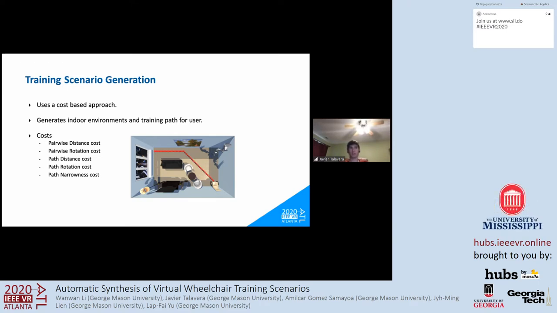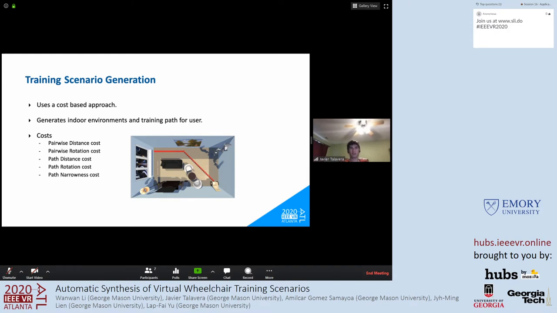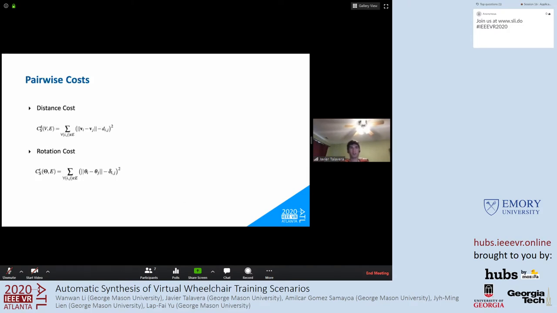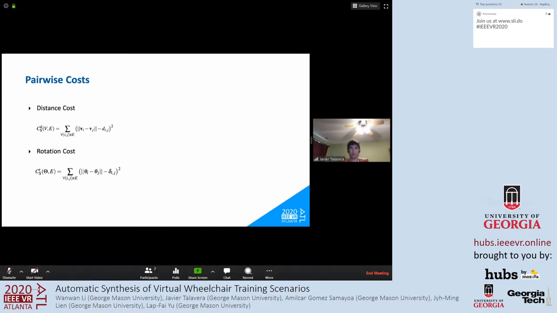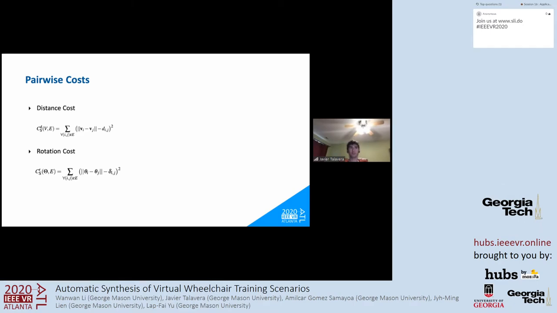The costs that are used for generating the training scenarios are the pairwise distance, pairwise rotation, path distance, path rotation, and path narrowness costs. There are two pairwise costs specified in the training scenario generation. These costs are focused more on the scene generation. A pairwise cost is a cost of an object relative to the position or orientation to another object. With a distance cost, each object has a specified distance cost used to determine a distance from its pair. This cost allows for a reasonable distancing between pairs.